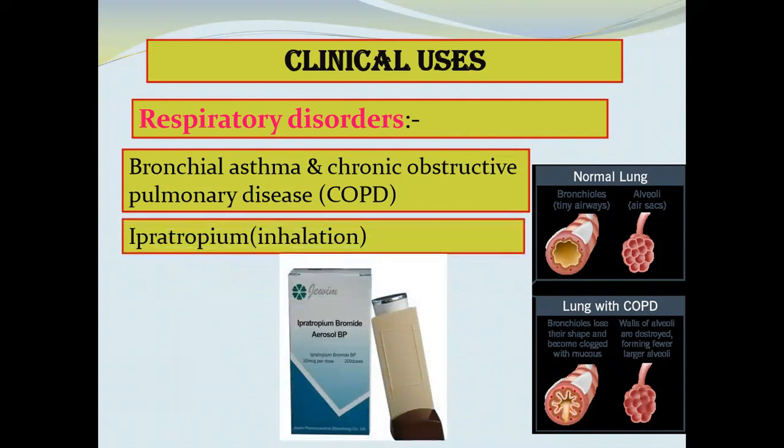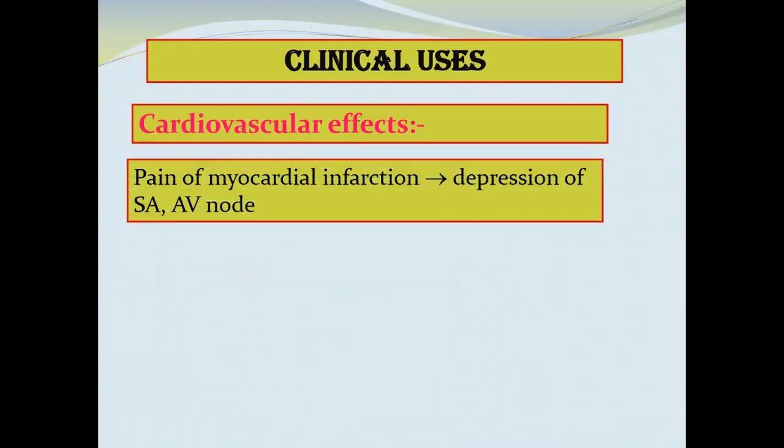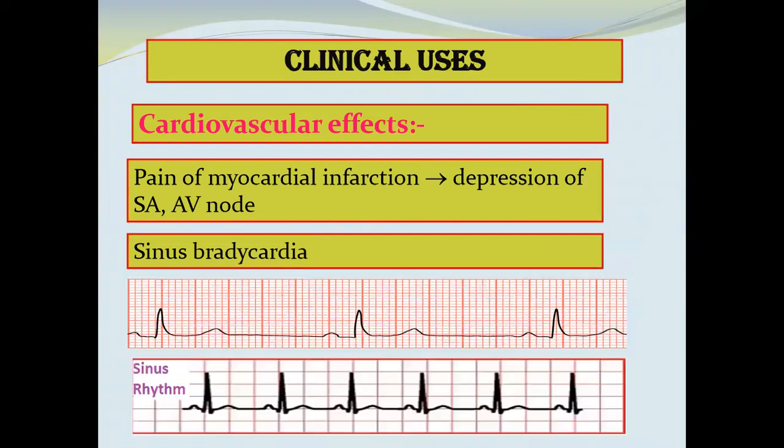Ipratropium inhalation, which is used in the treatment of asthma, can have cardiovascular effects. It can cause myocardial infarction and depression of the SA node and the AV node. This one is a normal sinus rhythm. The second one is the ECG of the patient, but you can see the first one is showing something called a triangular T wave, which is a sign of myocardial infarction.